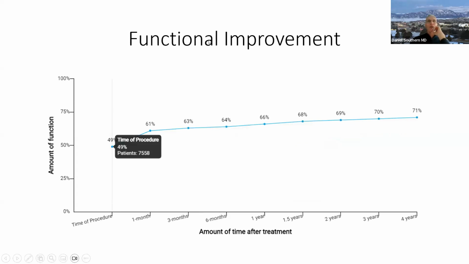This is functional improvement, again, in all back pain comers who were treated with bone marrow. They were 49% of their function at baseline before they had their treatment. This is 7,500 patients. And if you follow them out 4 years, what you get is 71% of functionality, which is pretty good. It's a rise of 20 points plus in functionality over time. And that's the impressive thing I want to call your attention to. This is 4 years.